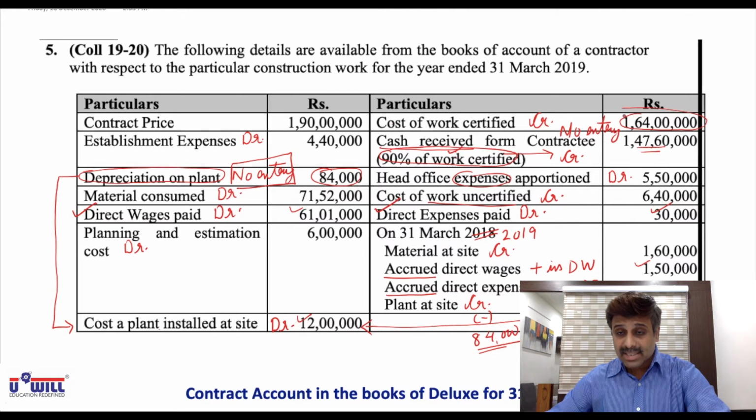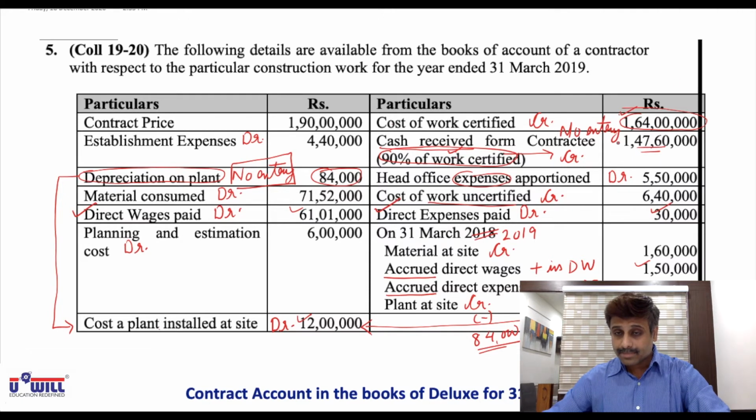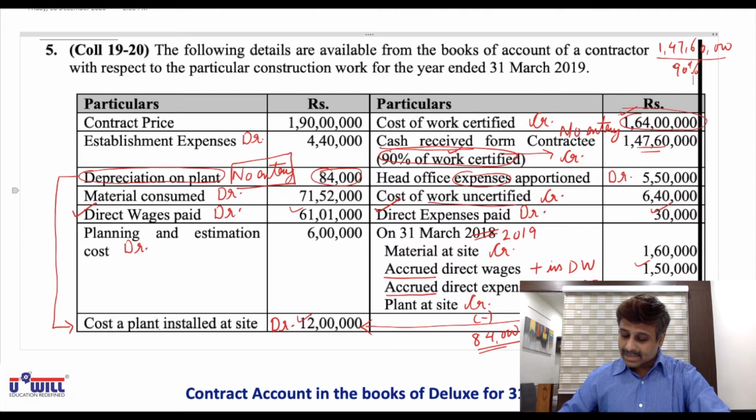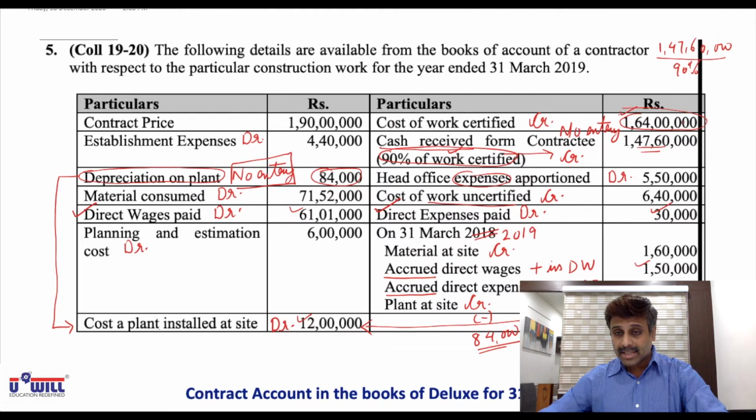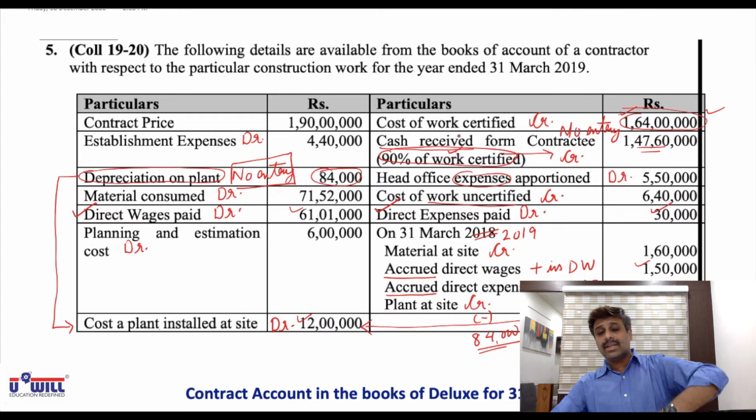Yes, but if this 1 crore 64 lakhs was not given in the question, then we could have obtained it from cash receipt. Try in your calculators: 1 crore 47 lakh 60,000 divided by 90 percentage. You'll get this 1 crore 64 lakhs. So in case this cost of work certified was not given, then how could we find that work certified from the amount of cash received? However, in this question, work certified is already given.